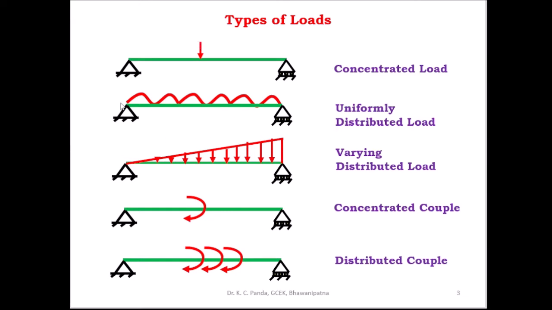And this is the uniformly distributed load. Here the uniformly distributed load is present for some portion or throughout the span length. This type of load is called the uniformly distributed load. This is called the varying distributed load. Here the load is varying from one end to another end.